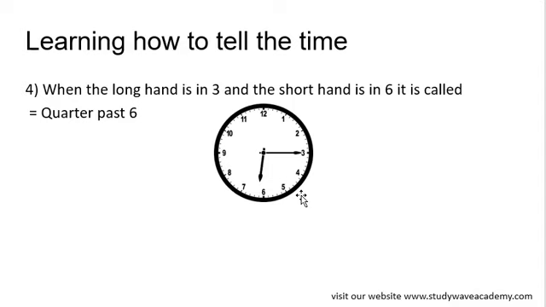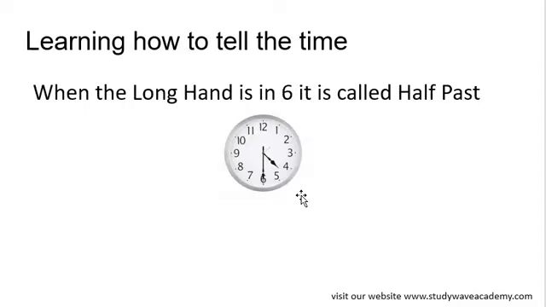Okay, we're going to move on to know how to tell the time. Here we have when the long hand is on 6, it is called half past. It is called what? Half past. Now, our long hand has moved from 12 to 3. From 12, we said it is called o'clock. Then, when it's at 3, it is called quarter past. Now, it's at 6. We are going to say it is half past because it is half of the clock. So, it is half past.